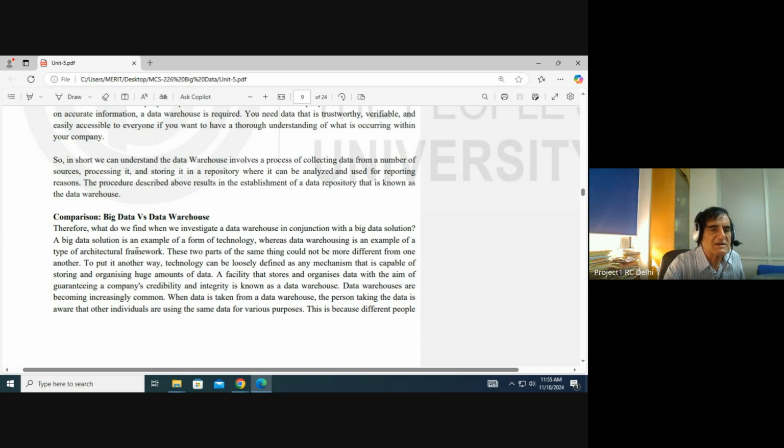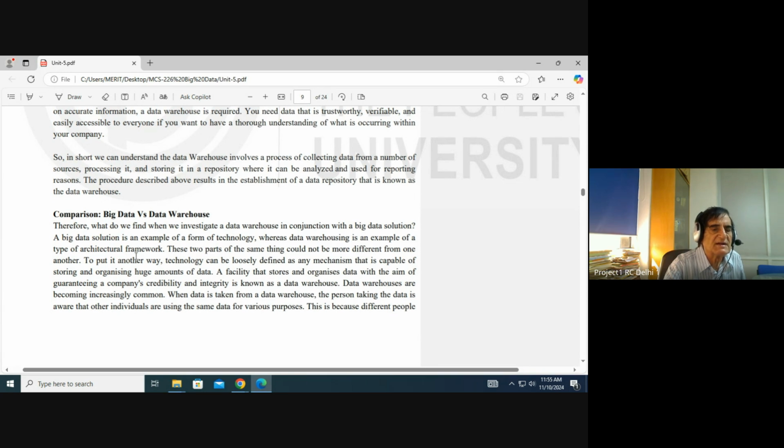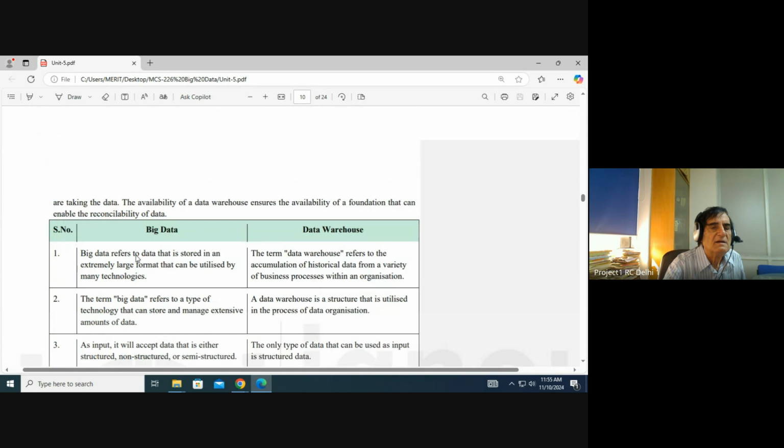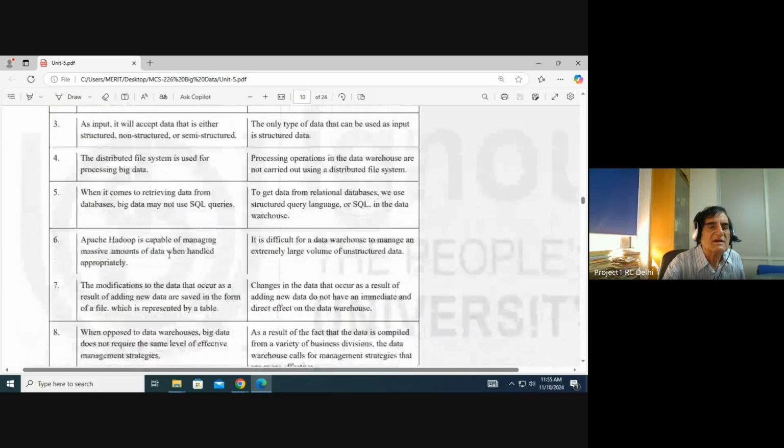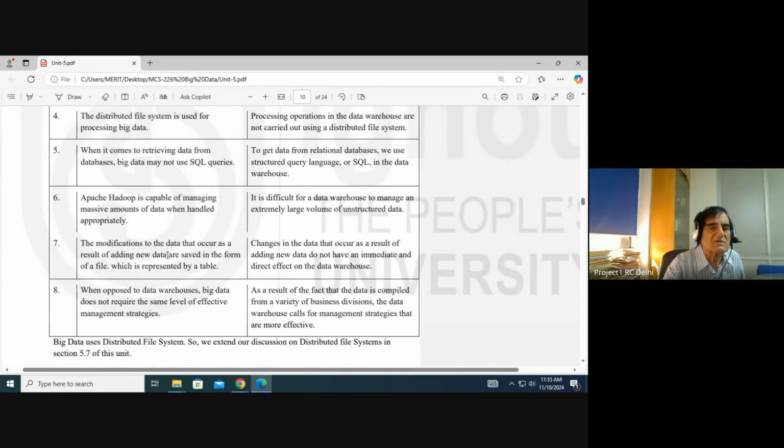Big data versus data warehouse. So you have seen that. Big data, data warehouse, you can say. Read this. There are eight points.